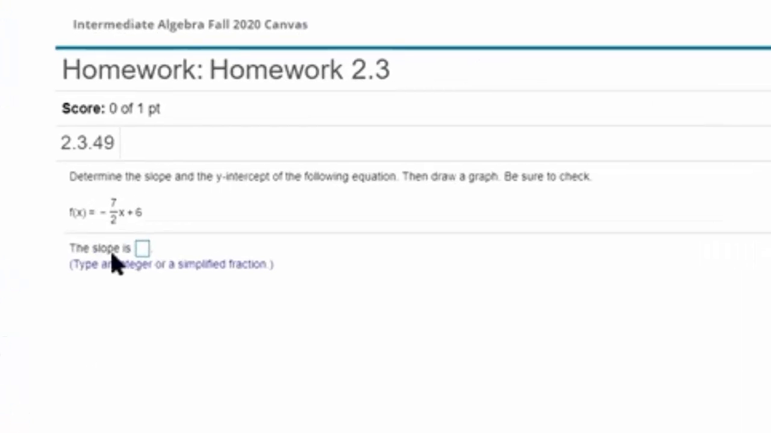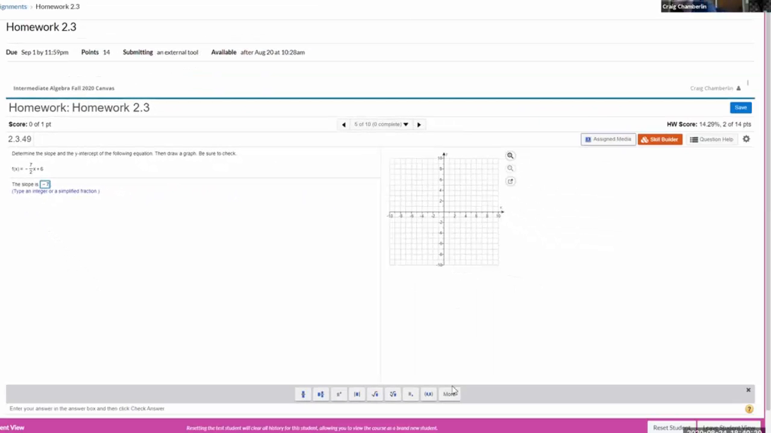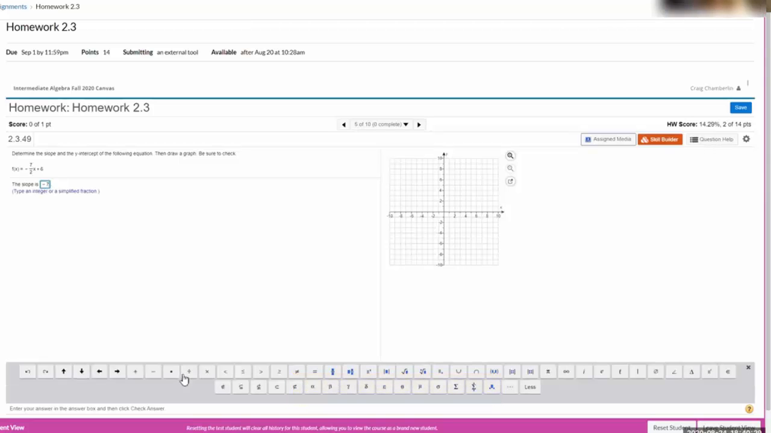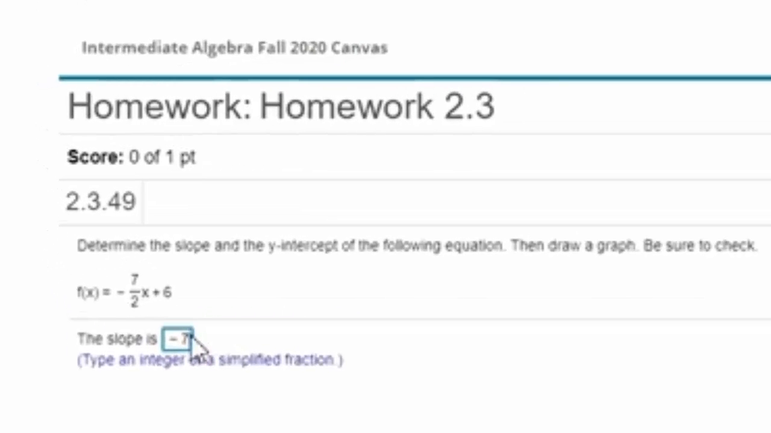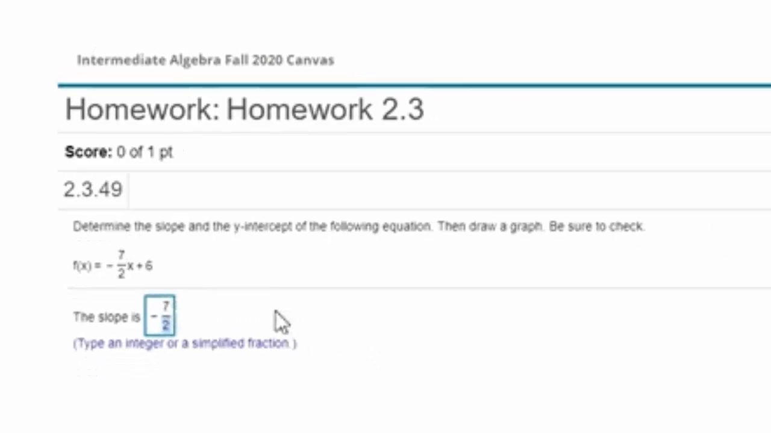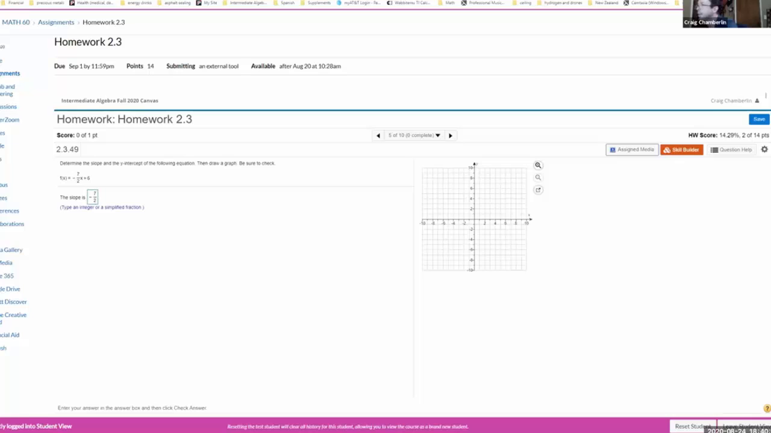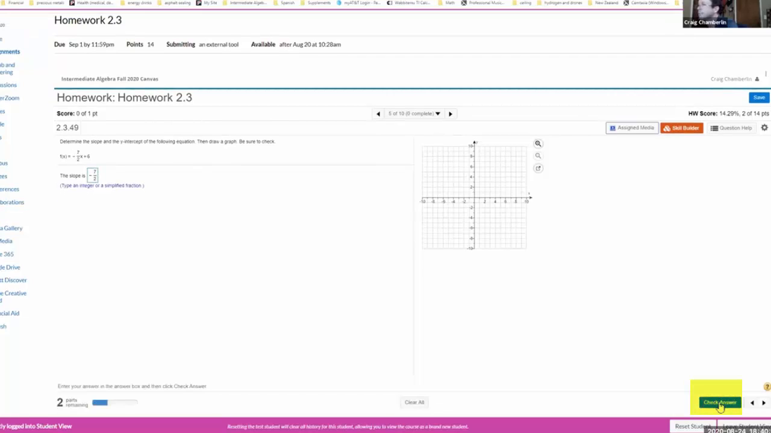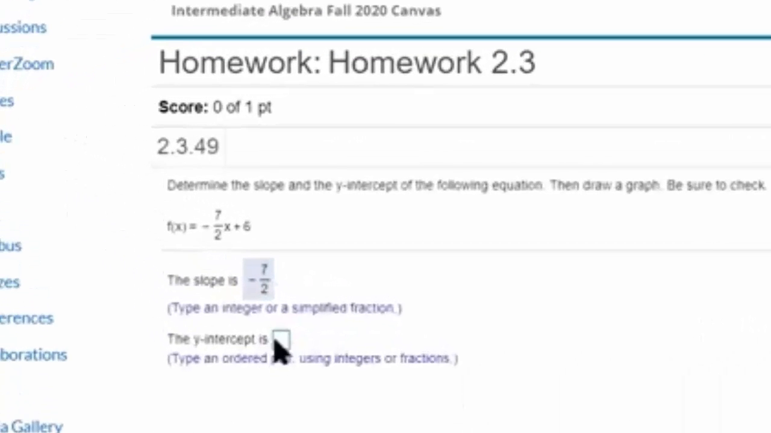So first of all, click on the box. The slope is, well, we already said what it was. You could type -7, and then you could use this menu. Does everybody see the menu of math symbols down here? If you click on more, there's a division, but you don't need to do that. Just hit the / on your keyboard, and it automatically turns it to fraction notation. Then we need to scroll down and click check answer. If it's green, you know you did it right. It says, good job. And then another box comes up.